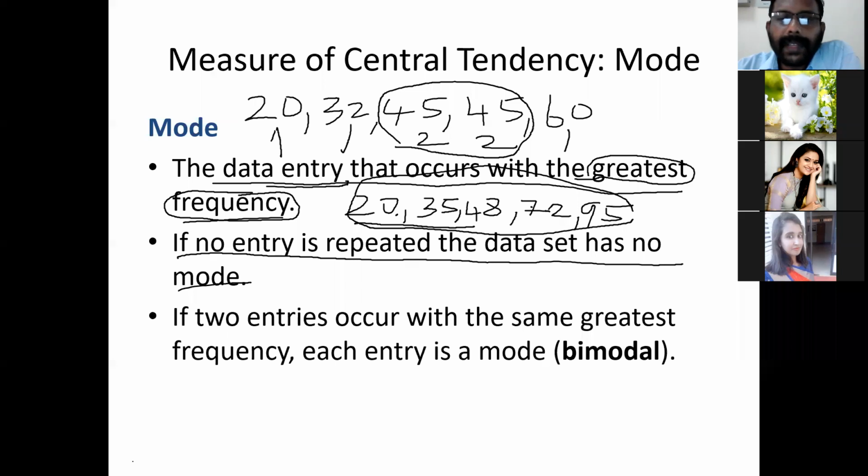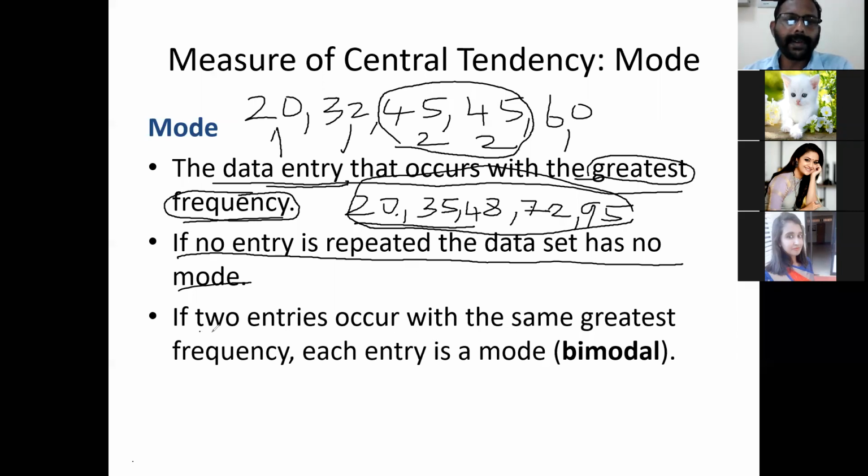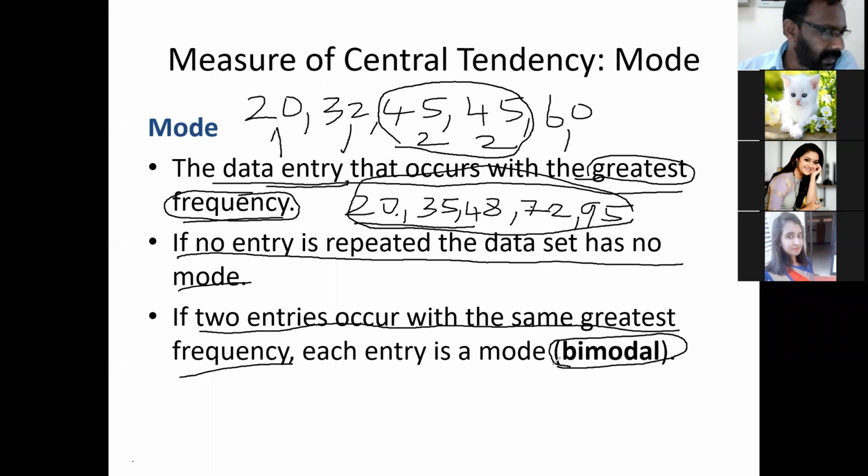If two entries occur with the same number of frequencies, each entry is a mode, right? For example, if two entries occur with the same greatest frequency. So that means it is not necessary to have equal frequency. It can have unequal frequency, but they are having a very high frequency. Then it is called bimodal. How many of you have heard about this bimodal in your previous class?